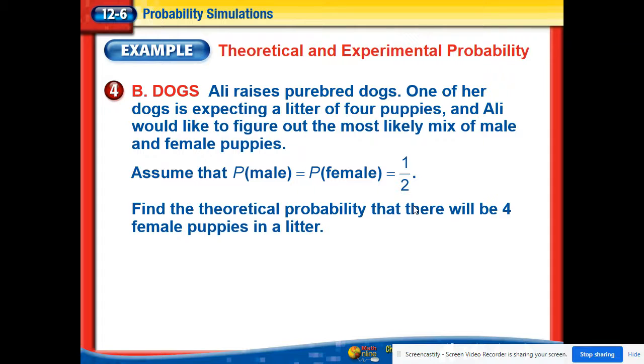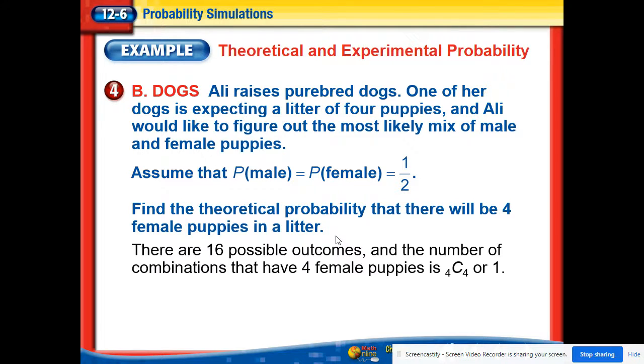Again, we're back here with the 4 puppies. What's the probability that there will be 4 females? Well, 4 females, that's only 1 possibility that it comes out to. So it's only 1 out of that 16. There's only one possibility that has all 4 tails if we were flipping the coins.